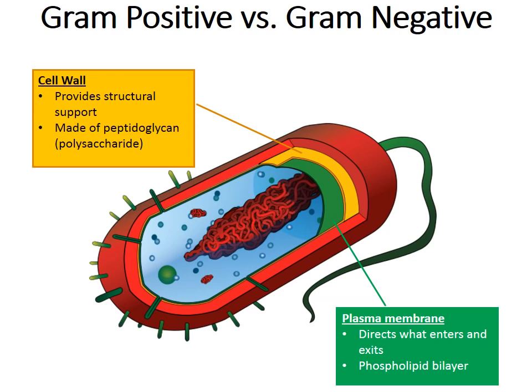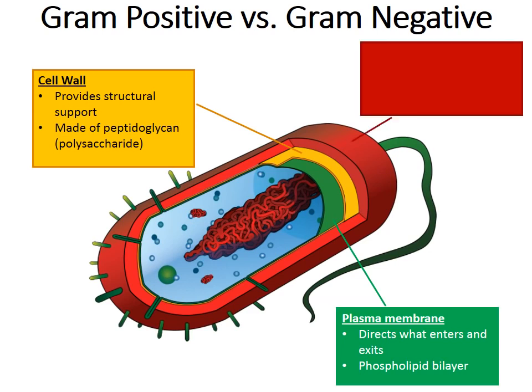The cell wall is really the most important of the three layers when it comes to understanding gram-negative and gram-positive bacteria. The third, red outer layer is the capsule. It's more of a sticky outer layer for attachment and protection. But like I said, I really want you to focus on the cell wall.